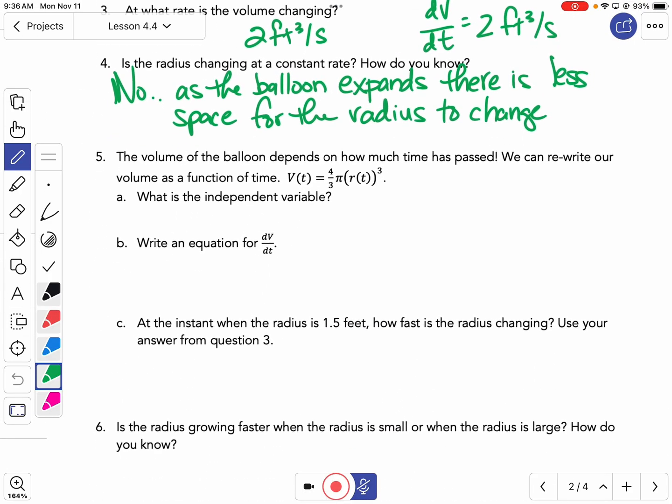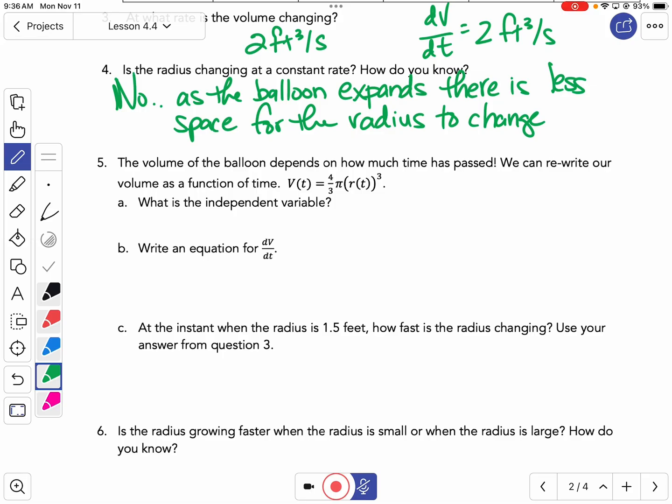So the volume of the balloon depends on how much time has passed. We can rewrite our volume function as a function of time. So notice they did that. V of t equals 4/3 pi r of t cubed. So they rewrote it as a composition. What's the independent variable? Time. And so now we want to write an equation for dV/dt, which means we're just going to take the derivative of both sides of this equation.